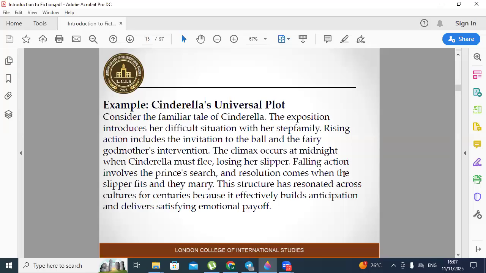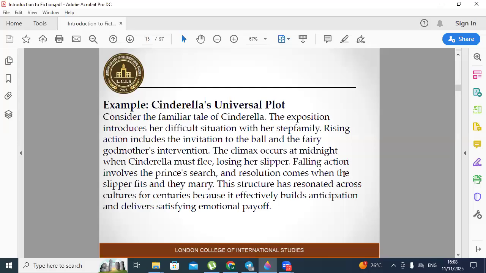Rising action includes multiple complications. First, the invitation to the ball arrives. Opportunity arises, but seems impossible given her situation. Then the fairy godmother intervenes with magical transformation, problem apparently solved, but with a crucial midnight deadline creating new tension. She attends the ball and captivates the prince. Progress towards a happy ending, but the clock is ticking.